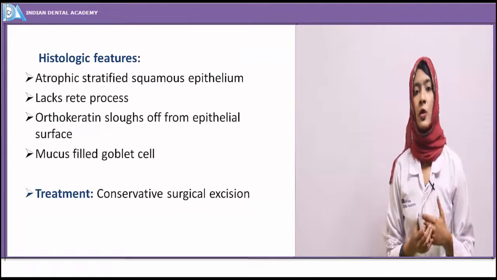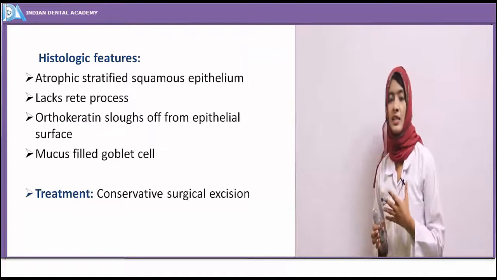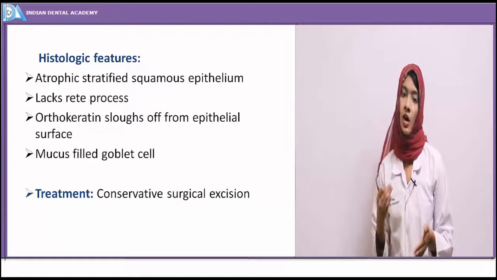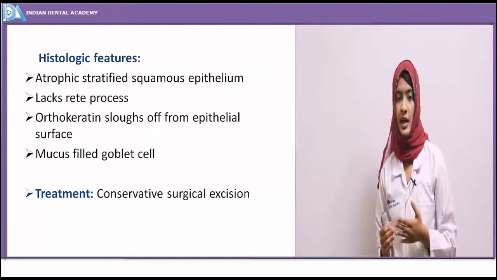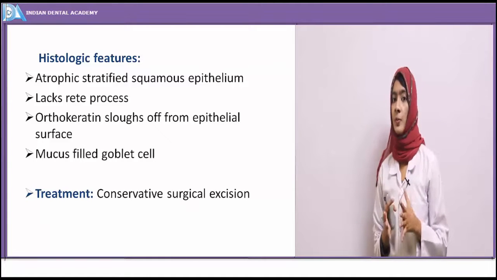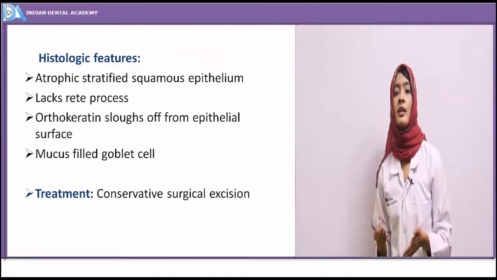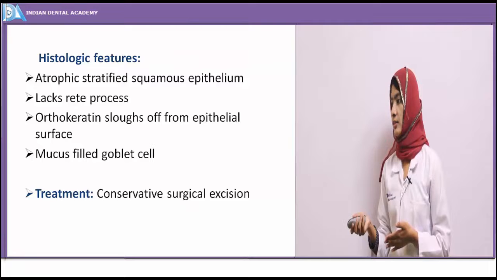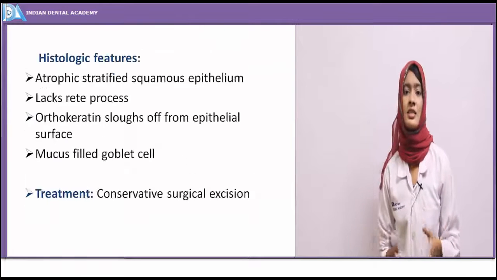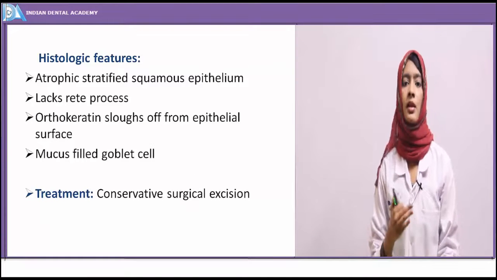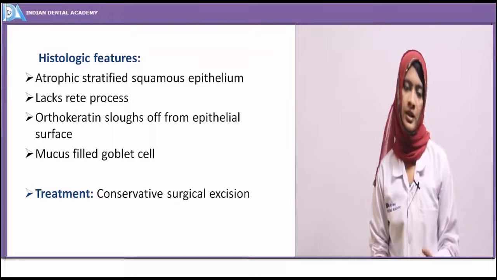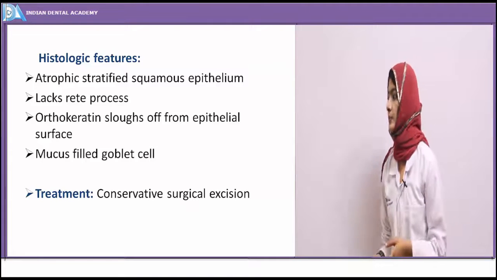Treatment for oral lymphoepithelial cyst is conservative surgical excision or enucleation of the cyst. Diagnosis of oral lymphoepithelial cyst is by histologic features only, and the cyst is seen in normal lymphoid aggregates only, usually in the floor of the mouth.